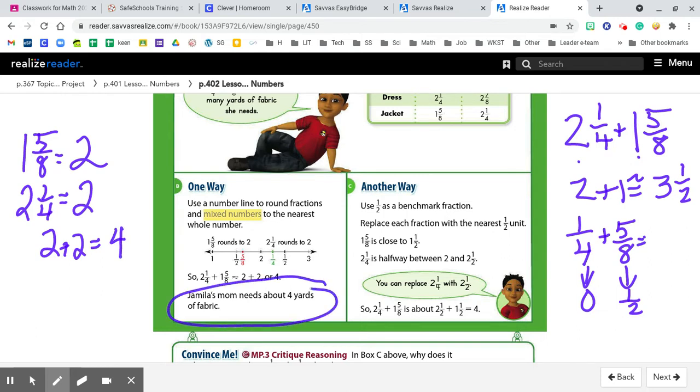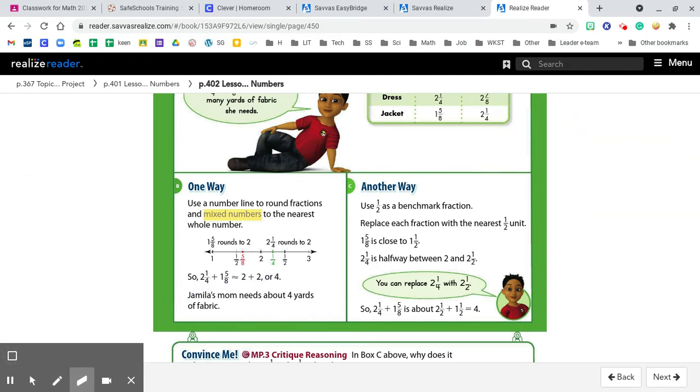That's one way, using the benchmarks of 0, a half, and a whole on a number line. Or you can round to the nearest half unit. And again, that's using the 0, 1/2, and 1 whole method. So either way, like when I did it over here, I got 3 1/2. When you round in this model here, they're getting 4 yards, but any of those would be fine. They're all close.